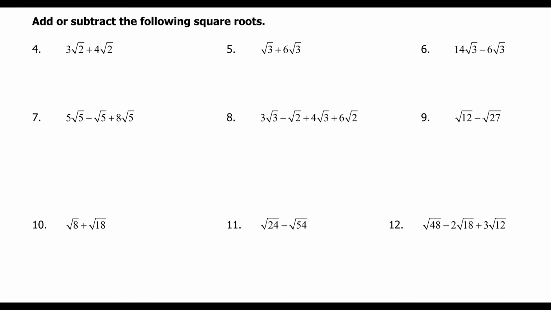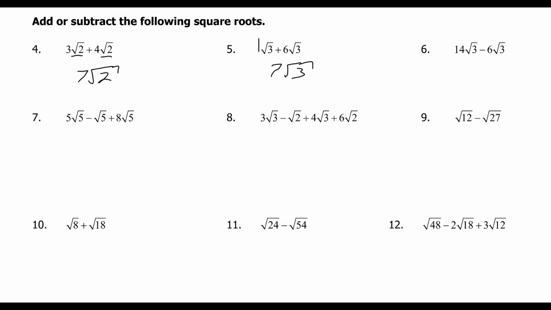So on number 4, things are cut and dry, pretty simple. We have the same thing here as we do there. 3 plus 4 is 7, which is 7 roots of 2. Number 5, same exact thing. You just have to make sure that you put that 1 out there in front of that square root 3. I even do it just to help remind myself that it's actually there. So 7 roots of 3. And there it is.